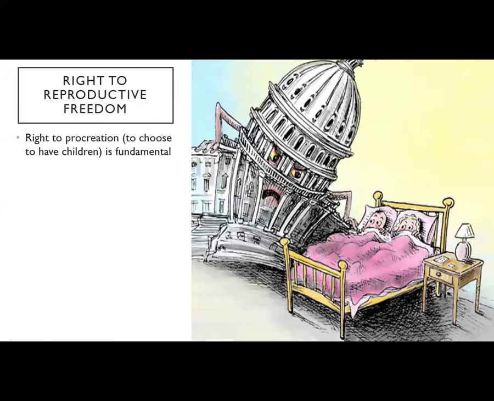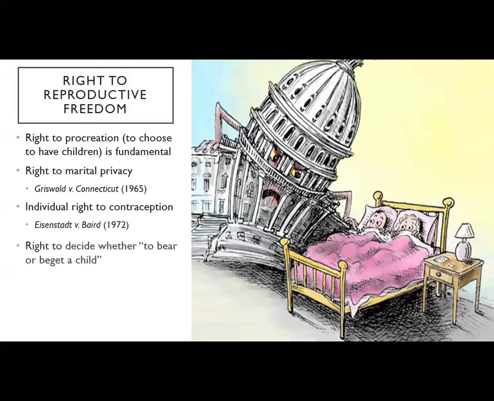The Griswold decision upheld the privacy right of married couples to obtain contraception to set their own timetable for procreation. Building upon Griswold was Eisenstadt versus Baird, which extends the right to contraception to unmarried individuals. It is that we have an individual right to contraception, and that was extended further to minors. In Carey versus Population Services, the Supreme Court framed the issue as the fundamental right to decide whether to bear or beget a child.